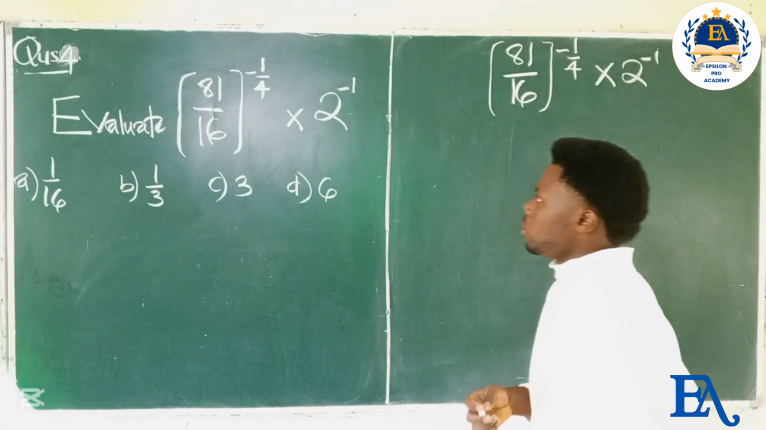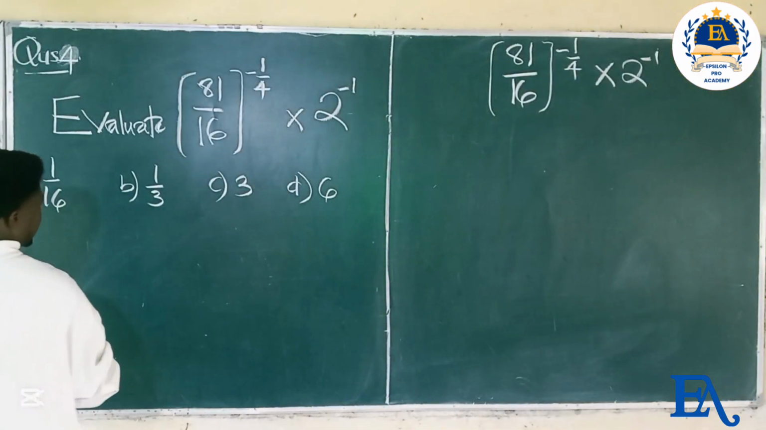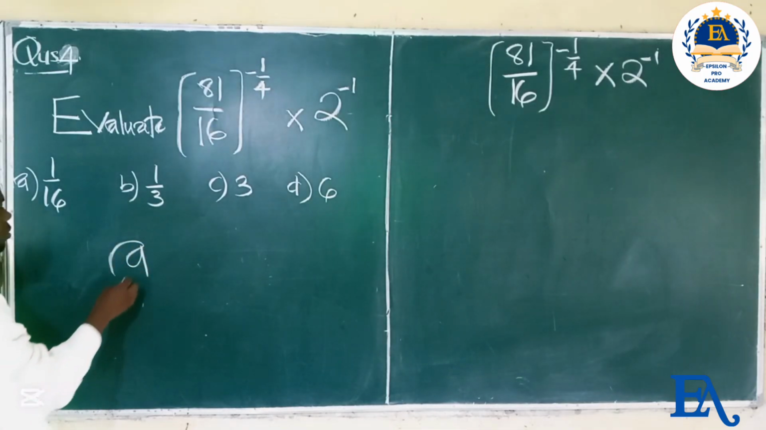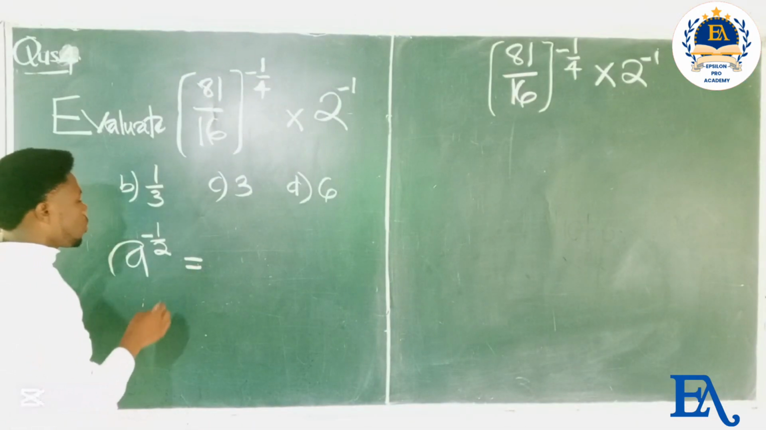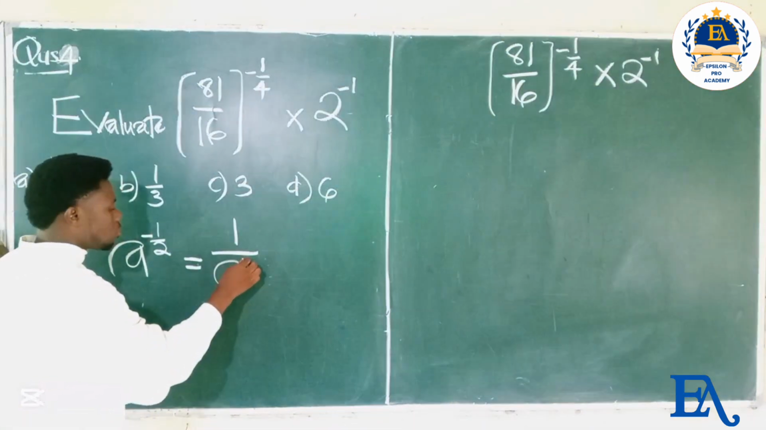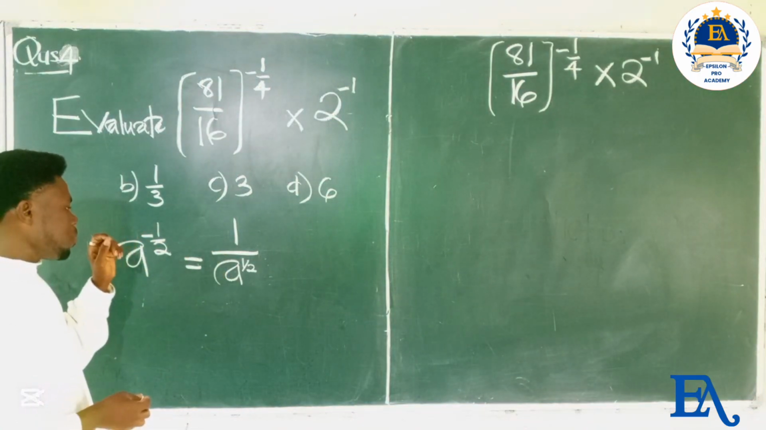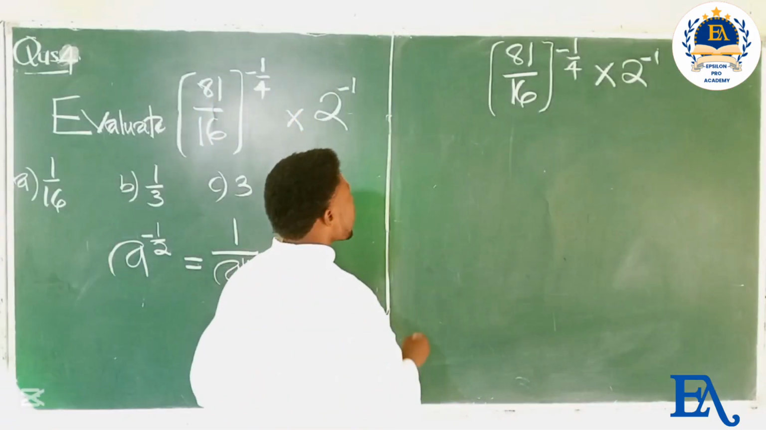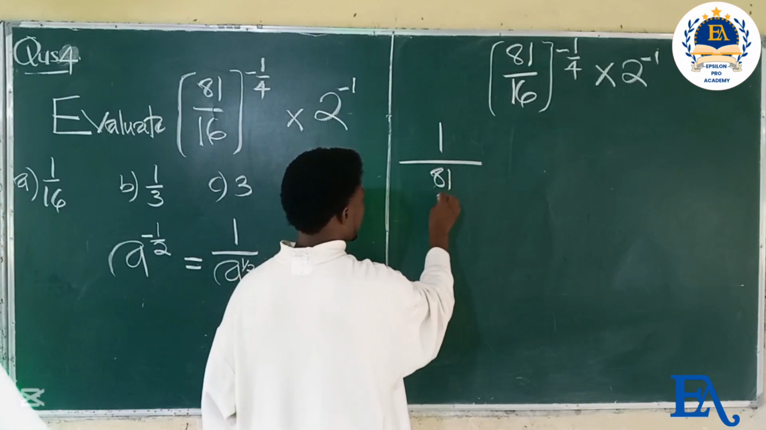First thing first, we have to remove the negative sign in that index as the power. So to do this, we have to apply the negative index law in indices. So the negative index states that if A is raised to minus 1 over 2, to remove the negative sign from the power, we have 1 all over A raised to the power of 1 over 2. This negative sign represents the division sign, always the reciprocal of the positive index. So let us apply this into this place and also here. So we have 1 all over 81/16.